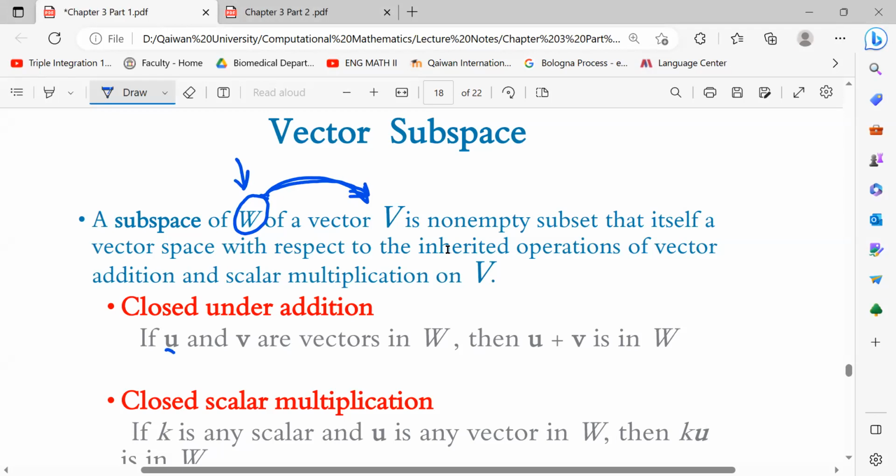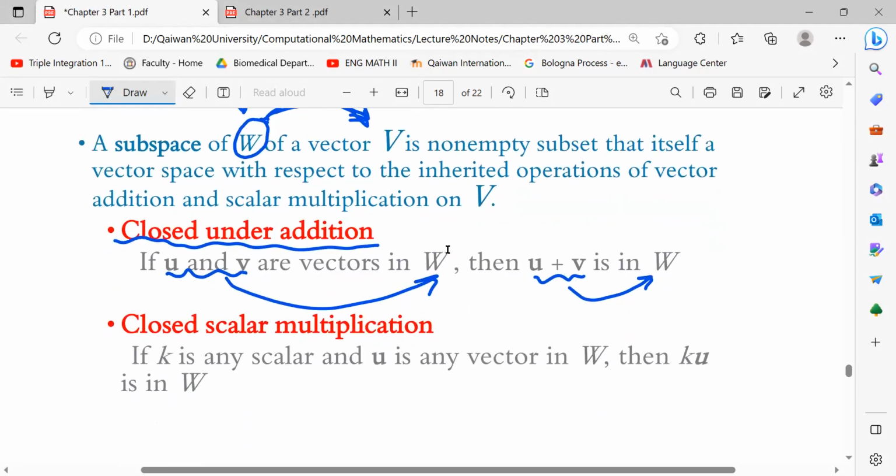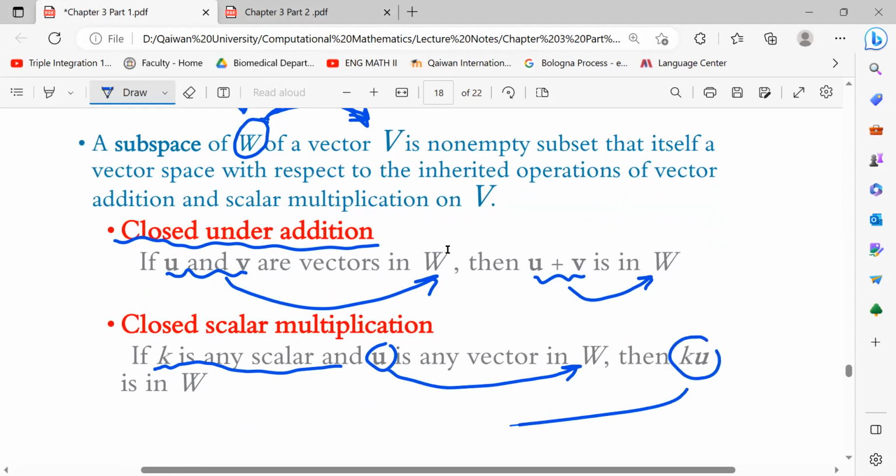If we take any two vectors from W, the sum of them must be in W. That means it must be closed under addition. This is one of the conditions for W to be a subspace of V. And the second condition is, let K be any real number and u be any vector in W. Ku must be in W.